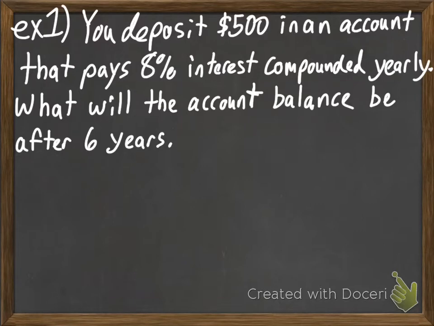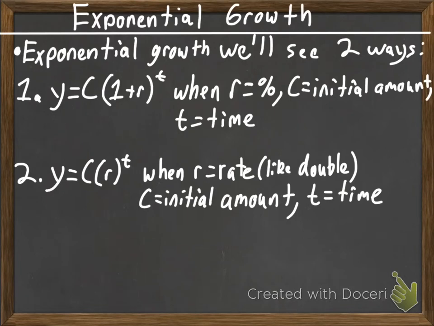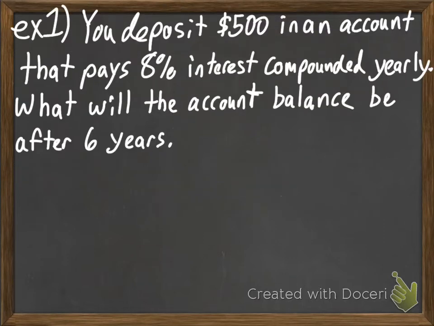So we have to recognize our different things. So we have the different pieces from these two equations. First off, we need to recognize which one of these equations are we going to use. Is r equal a percent, or is it equal a rate? Well, if we look, it says that it pays 8% interest. So that's a giveaway that we're going to be using the first one. So we know we're going to use y equals c times (1 plus r) to the t.